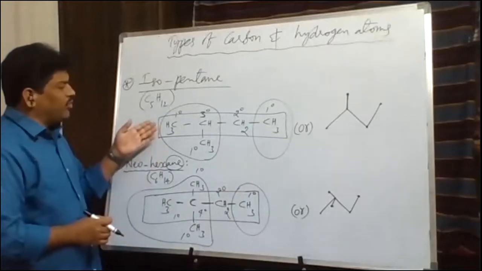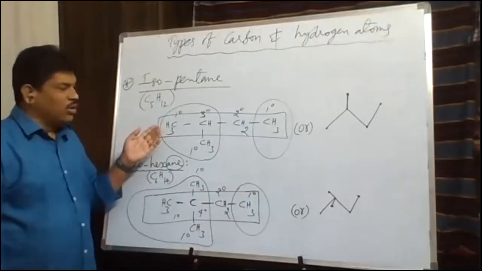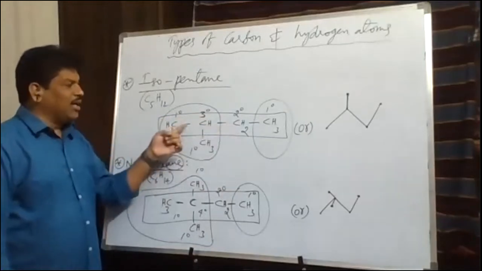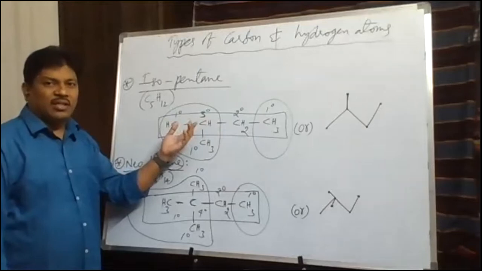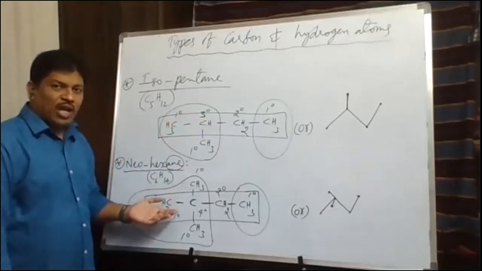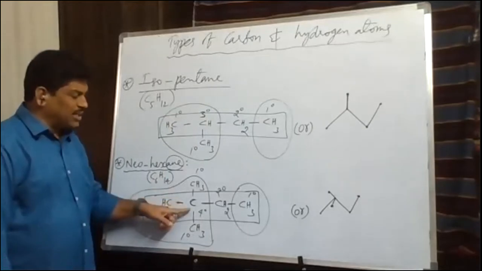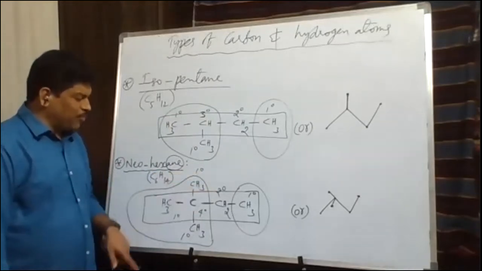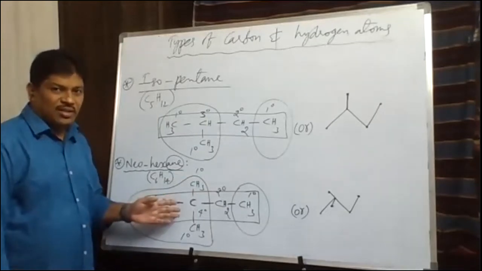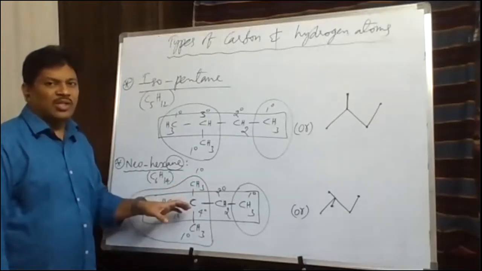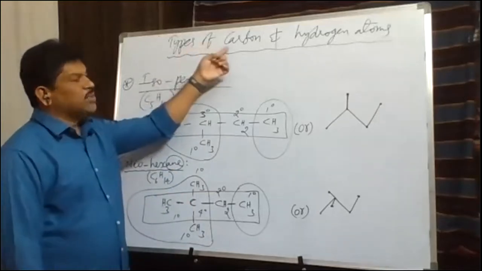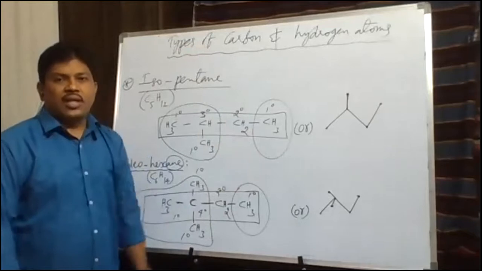So here in this case, which types of carbon atoms do we have? 1 degree primary is there, 2 degree secondary carbons are there, and 3 degree tertiary carbons are there, but no 4 degree carbons here. But in neohexane, we have 4 degree also. So 4 degree is there, 2 degree is there, and 1 degree is there, but 3 degree carbon is not available in this case. Okay. So in this way, we have to identify the different types of carbon atoms in the given structure.